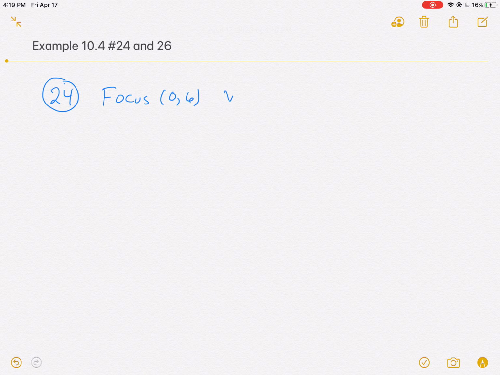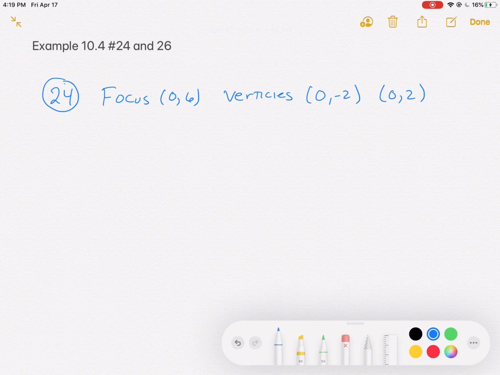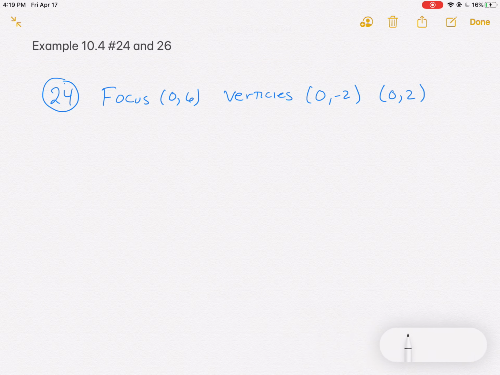They're giving us a vertex. Actually, they're giving us both vertices, and that one is at (0, -2), and the other is at (0, 2). So from that given information, which is in blue, we should be able to come up with the equation. Well, what do we know right now? We know our center is at (0, 0) because it's right in between the two vertices.